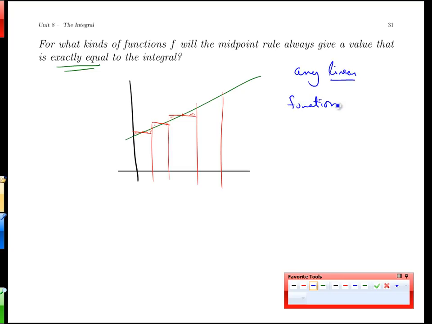And contrast that with the left and right hand rules. The left and right hand rules would do pretty awful jobs at finding the area, or correctly and accurately estimating the area under this graph, because the left hand rule would always be an underestimate. The right hand would always be an overestimate. The midpoint is that Goldilocks thing of being just right.